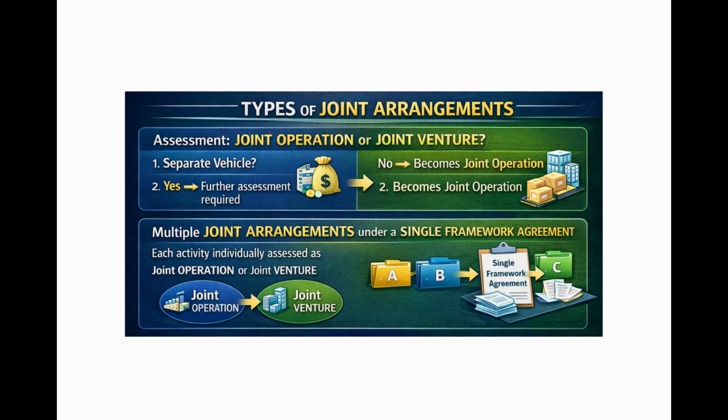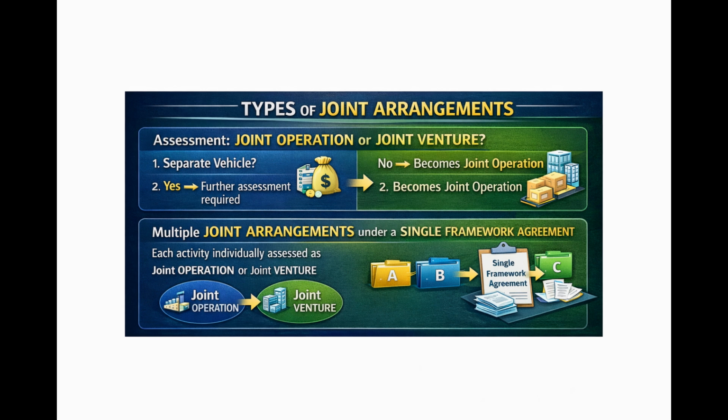So, once we have already identified that there is a contractual arrangement and there is joint control, we now ask the next crucial question. Is the joint arrangement structured through a separate vehicle or not? Before classification, quick overview. Before going into the flow, let's first quickly understand what is a joint operation and what is a joint venture. Joint operation, basic idea.